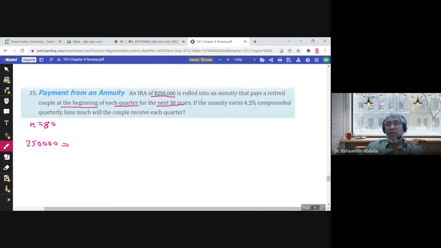And we need to know, if the annuity earns 6.2% compounded quarterly, how much will the couple receive each quarter? So we need to find R. What is I? 0.062 quarterly, so we divide by 4 and we get 0.0155 if I use the calculator.